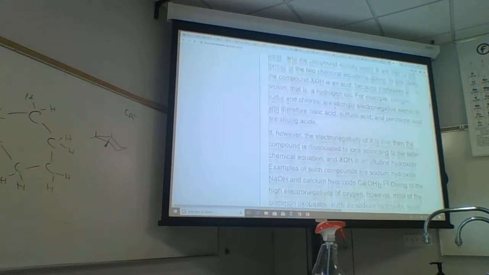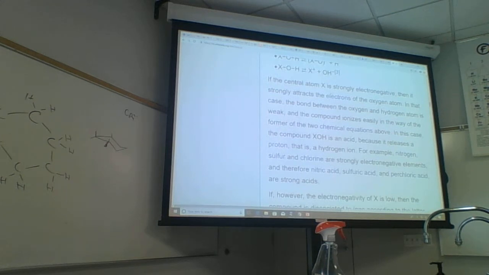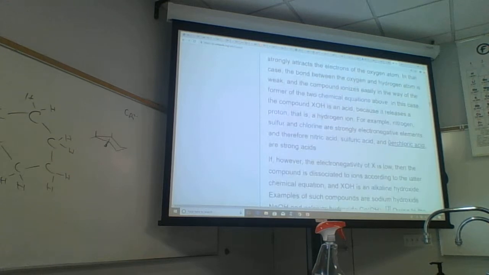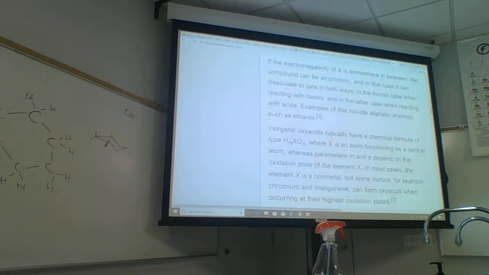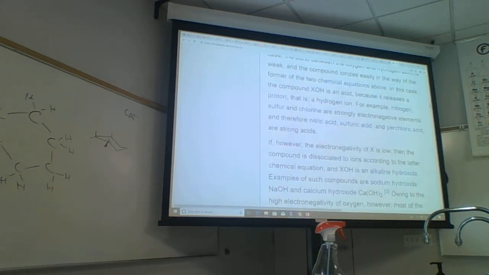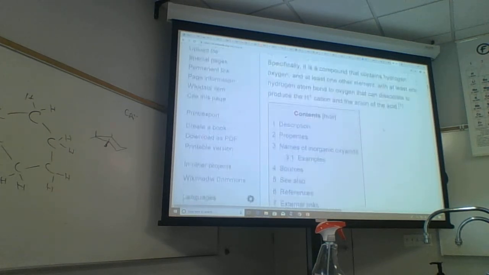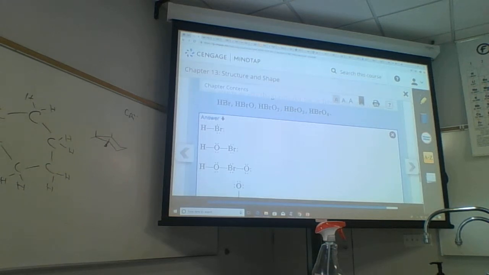Read about them. It's electronegativity. Do you know which one of these is going to be the most acidic? You might think they're all the same in terms of acidity, but they aren't. I'll talk about it briefly after the break.